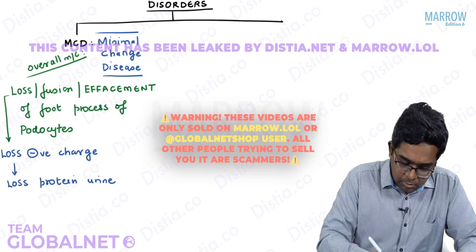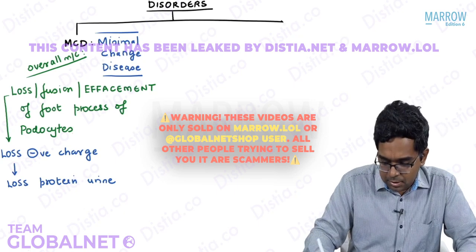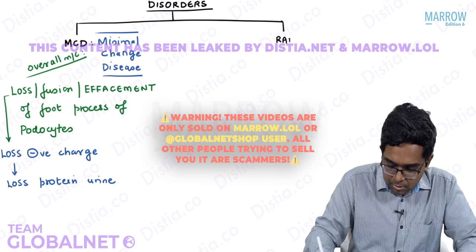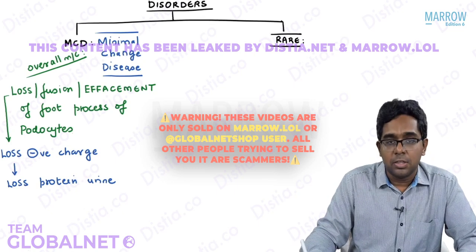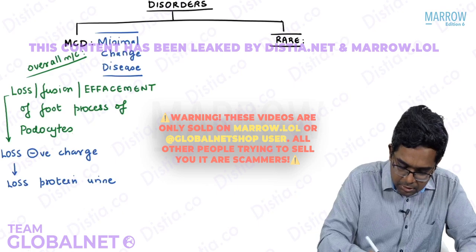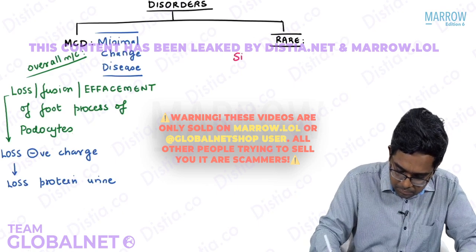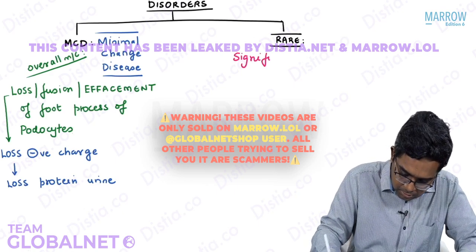Now, other than minimal change disease, some rare conditions are also disorders in nephrotic syndrome, which include significant change disorders.